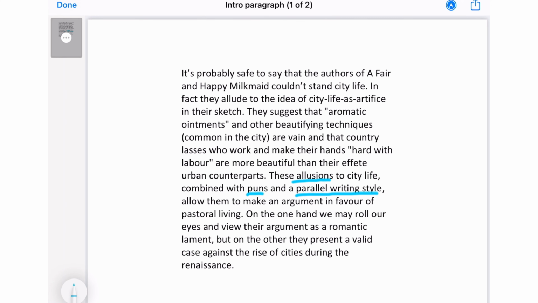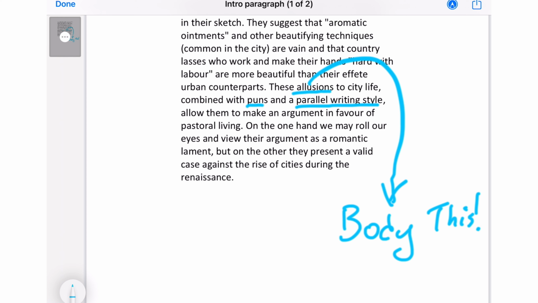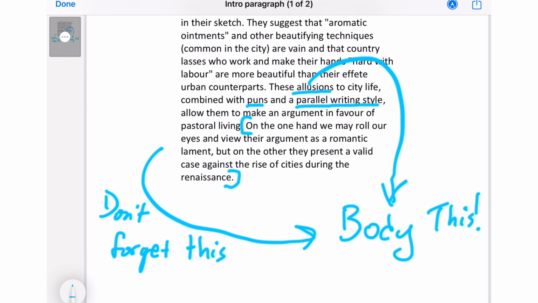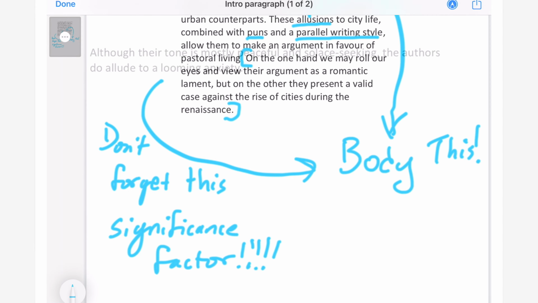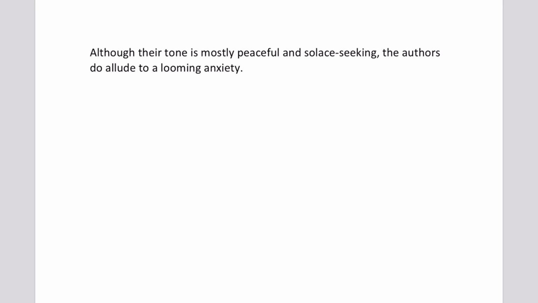And our other objective as we write this body paragraph, we have to keep this significance factor down here in mind. Basically, we want to write this body paragraph with the objective of describing the significance of it. So we will constantly be keeping this significance factor in mind. Here's my first sentence. Basically, I like to start by introducing a problem, and for practical purposes also I have said allude. The authors allude to looming anxiety, so it's clear I'm going to be talking about the allusion.